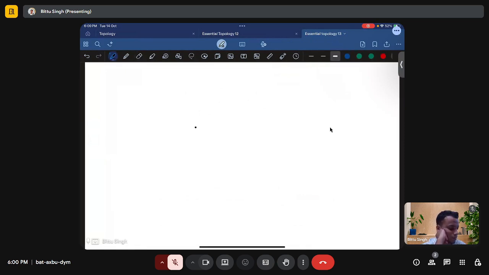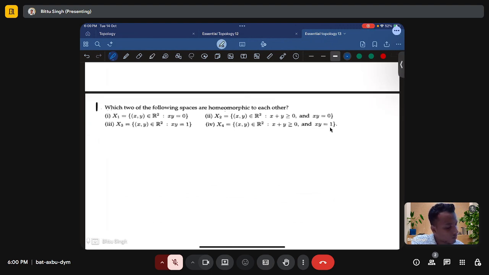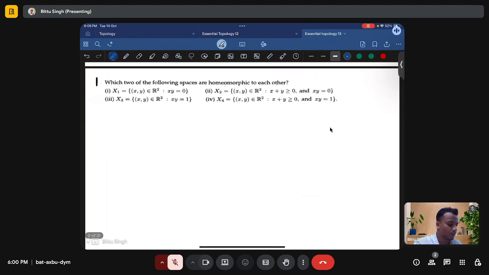Last tutorial, we'll solve problems from different chapters. That is, there will be miscellaneous problems. So the first problem says which two of the following spaces are homeomorphic to each other. Mainly those problems are taken from NBHM exams.